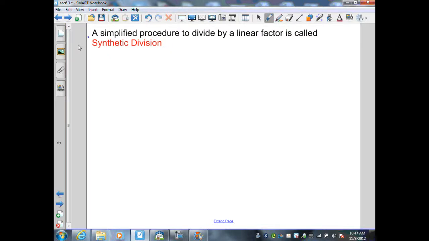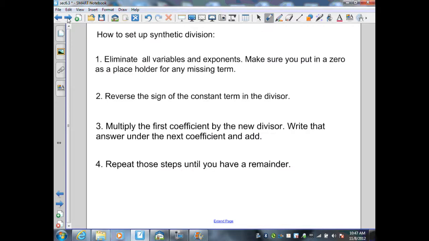Section 6.3 continued. In the first part of Section 6.3, we learned how to divide polynomials by long division. Now we're going to use synthetic division, and that is a simplified procedure to divide by a linear factor. This is our procedure to set up and use synthetic division.